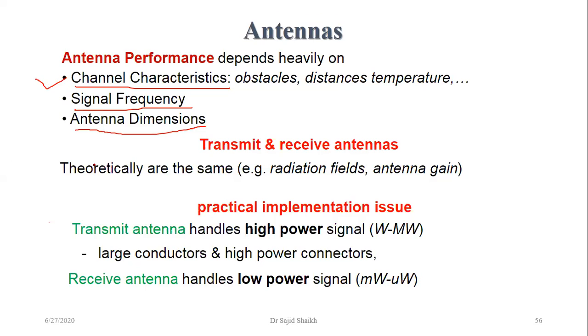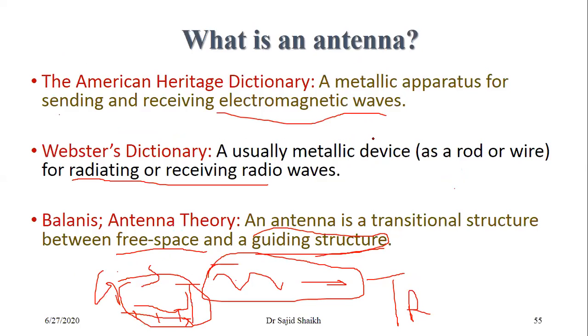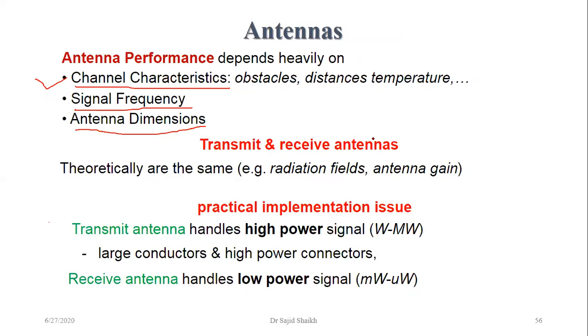Now, we already discussed the definition of antenna. An antenna is a metallic device for radiating or receiving power. Now we will divide this antenna into different categories. These antennas are divided into two categories. The first one is the transmitting antenna.